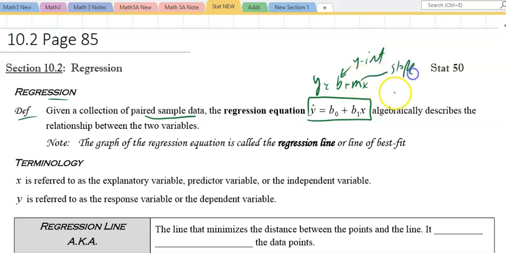What a slope is, it's a rate of change. So, this rate of change is really what we're going to use to make predictions. I'll talk about that in a minute. It algebraically describes the relation between the two variables. It's a straight line. The graph of the regression equation is called the regression line, or the line of best fit. That's the term they use in most statistics books.